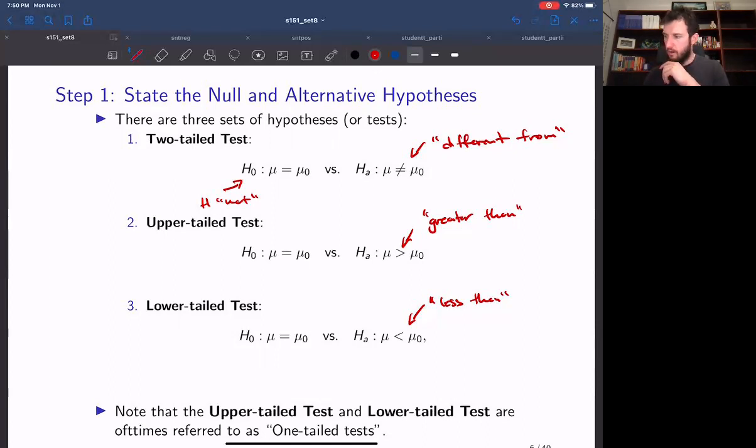And I'll go over what the upper and lower tail tests mean momentarily. Note that upper and lower tail tests are also called one-tailed tests. And that explanation will make more sense once I explain the upper and lower tail thing as well.